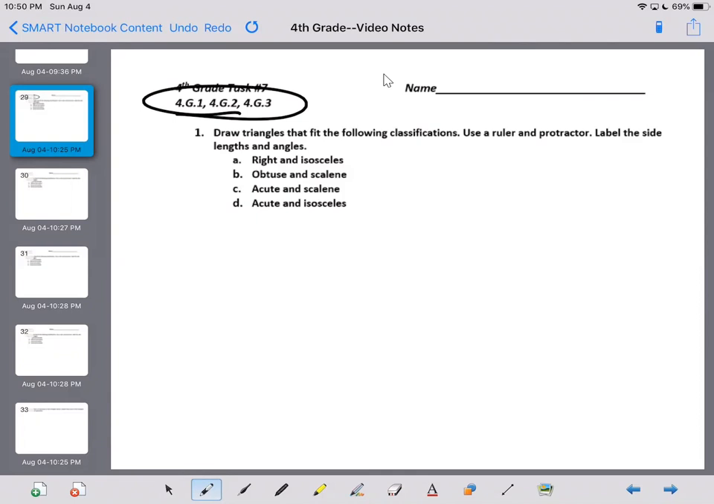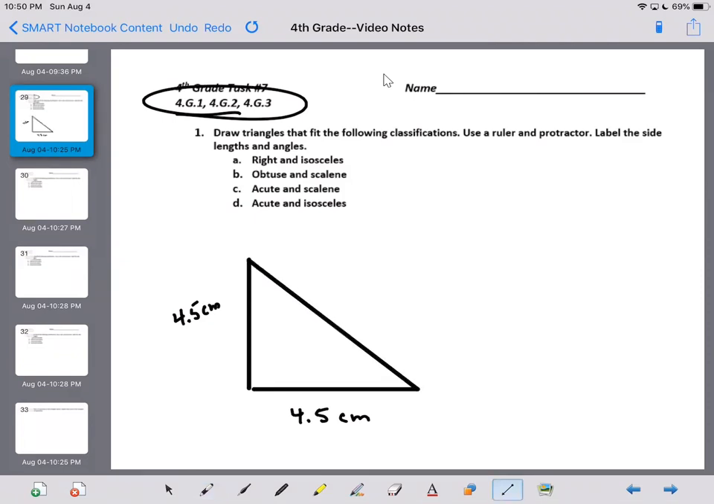Well, if we're going to draw a right isosceles, what I would ask you to do is draw a line segment that is, let's say, 4.5 centimeters. And then I want you to draw another line segment that's 4.5 centimeters. And when you connect those two, I would want you to measure that. And you should get about 6 2/10 centimeters.